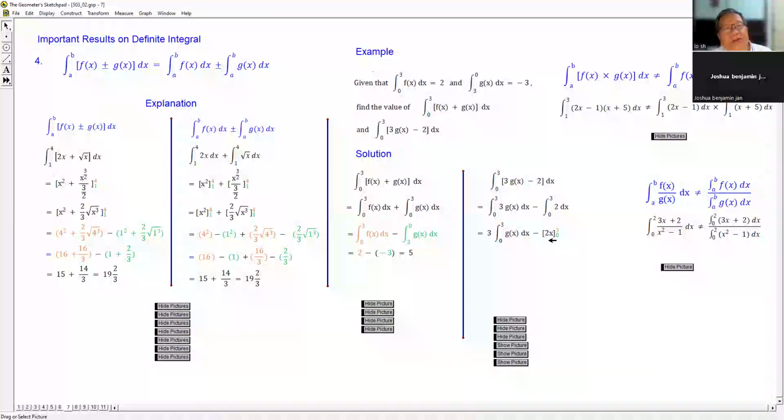Integrate 2 is 2x. So sometimes they want to trick you, or always they give you unknown. Sometimes they give you a known. You must be able to recognize whether it is an unknown function or a known function. Then you can integrate them. If it's a known function, you integrate. If it's an unknown integral, you refer to the given value above. So integrate 2 is 2x, and you have to substitute the limit 3 and 0.